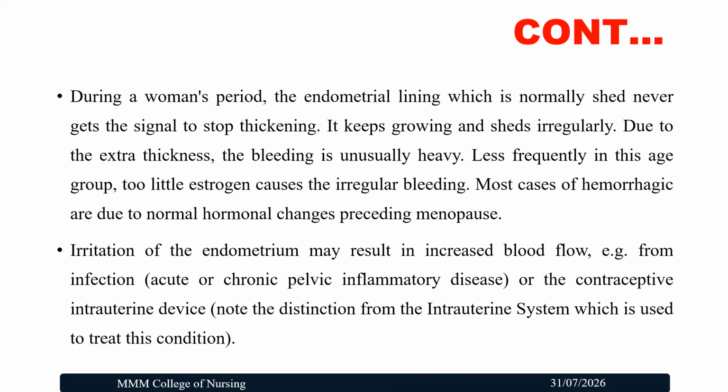During the woman's period, the endometrial lining, which is normally shed, never gets the signal to stop thickening. It keeps growing and sheds irregularly. Due to the extra thickness, the bleeding is unusually heavy. Less frequently in this age group, too little estrogen causes irregular bleeding. Most cases of heavy bleeding are due to the normal hormonal changes preceding menopause.